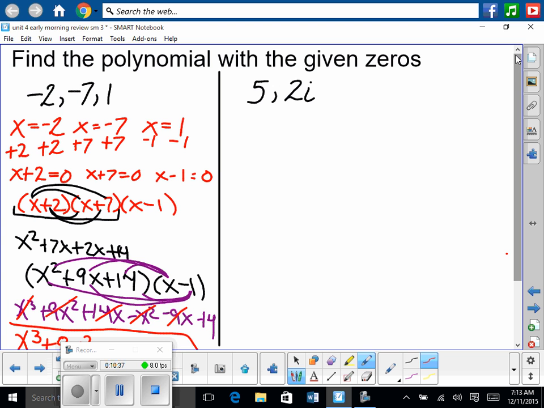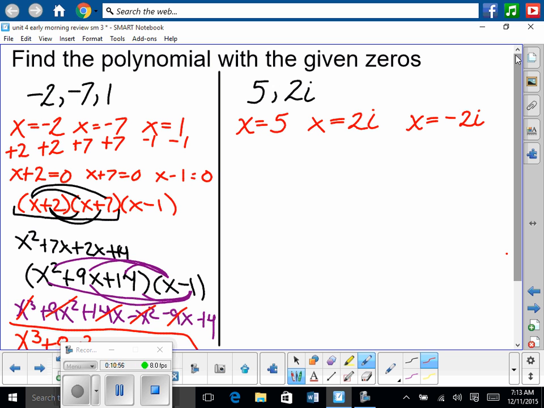Okay, so with this one, we have find the polynomial with the given zeros. Now, zeros are x values. x is equal to 5. x is equal to 2i. Now, remember, if you have an imaginary root, its conjugate is also a root. So not only 2i is a root, I need to add in negative 2i.